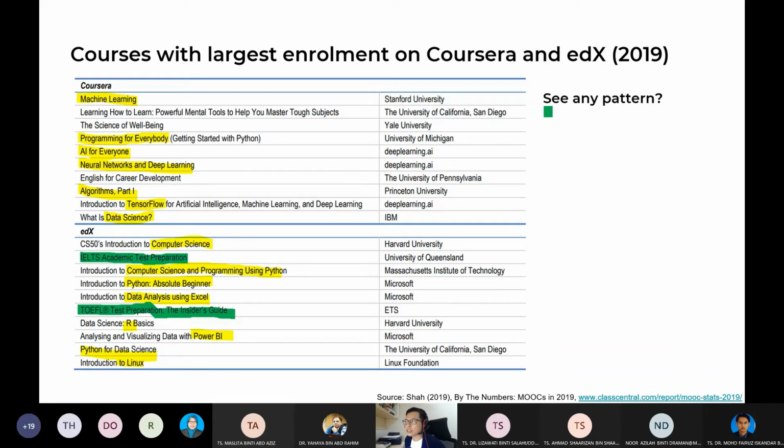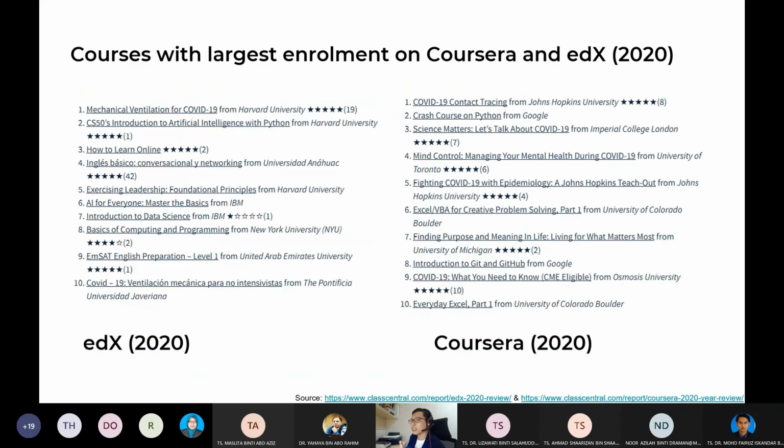So I just want to ask you, do you see any pattern here? I'll just show you in pictures here. Okay, next one. Look at this. This is why I'm talking about community, 2020. Look at the top courses in 2020: COVID, contact tracing, COVID.